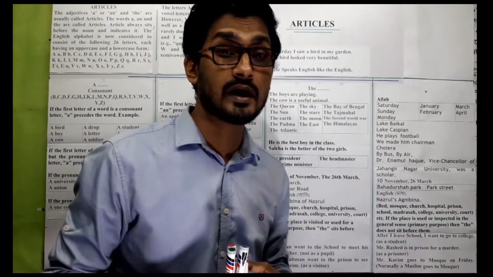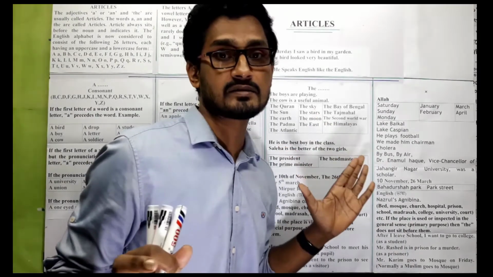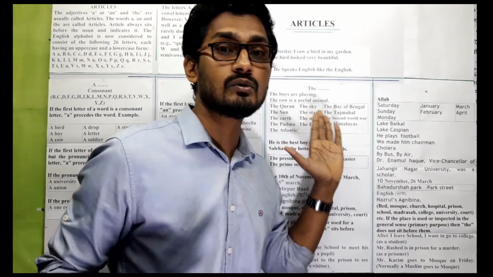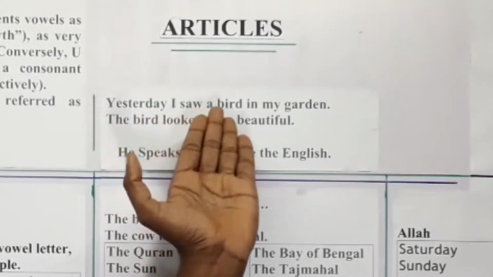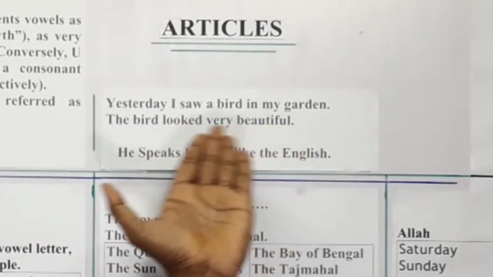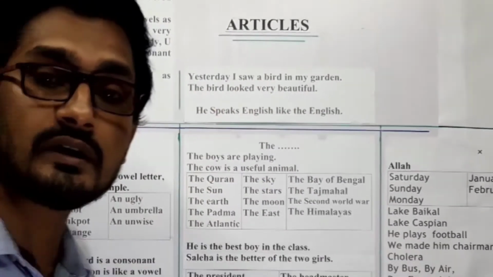We use a or an in the first sentence before any indefinite singular noun, and we do not use any article before the plural noun. But in the following sentences, that indefinite noun becomes specific and then the precedes it. Yesterday I saw a bird in my garden. The bird looked very beautiful. Here we use a and here we use the.